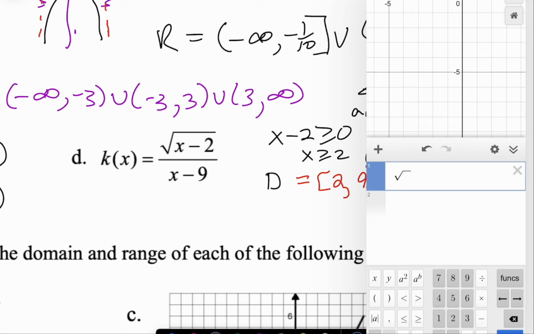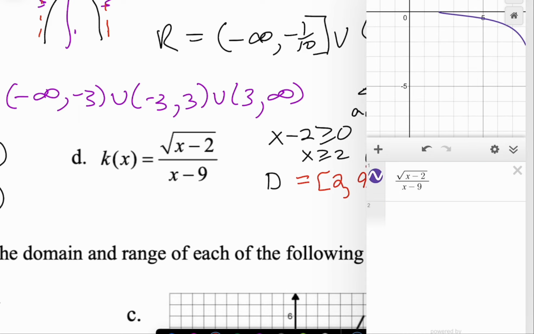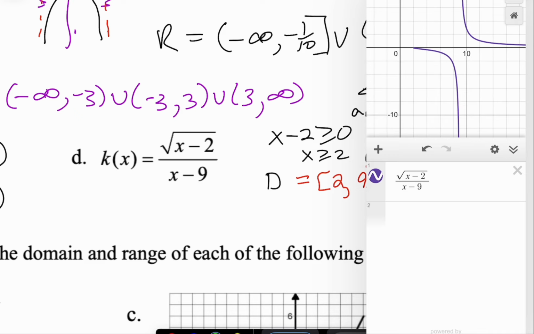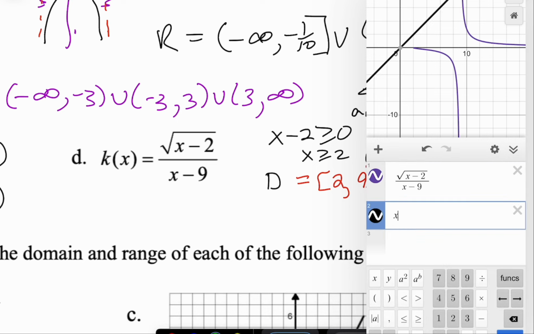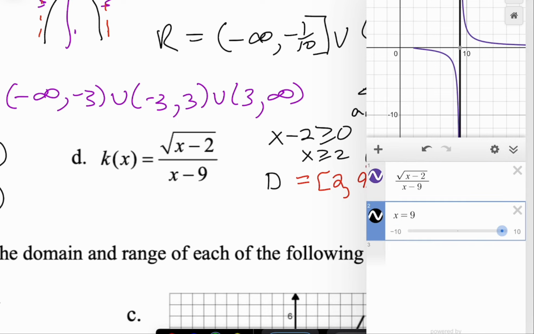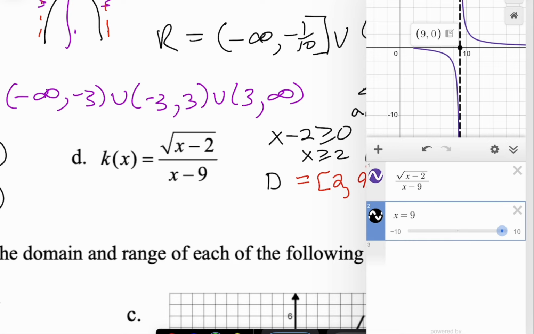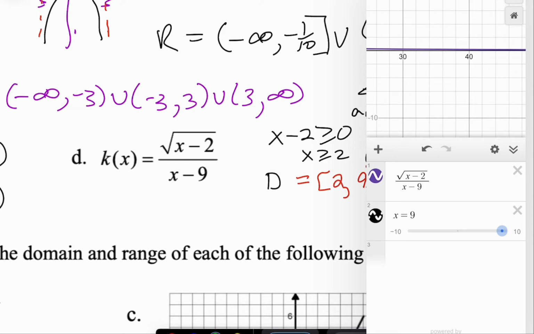So we get the square root of x minus 2, all divided by x minus 9. Now, we already predicted that our function, look what happens, so interesting, started at 2, skipped over 9, has an asymptote there, skipped over 9, and then it keeps going forever and ever and ever.